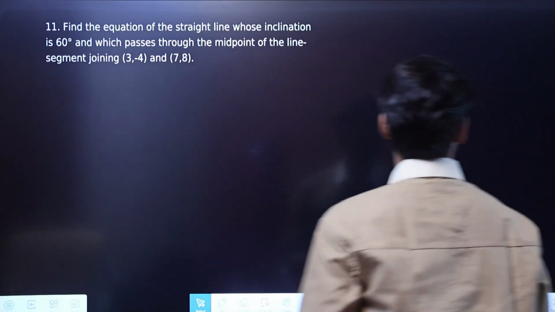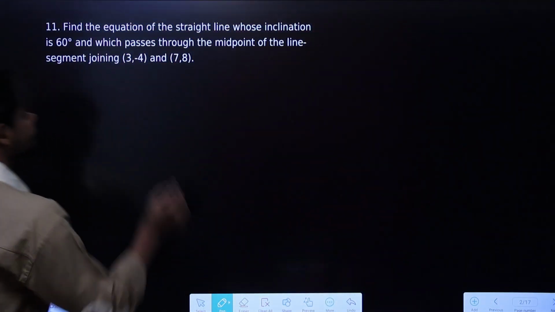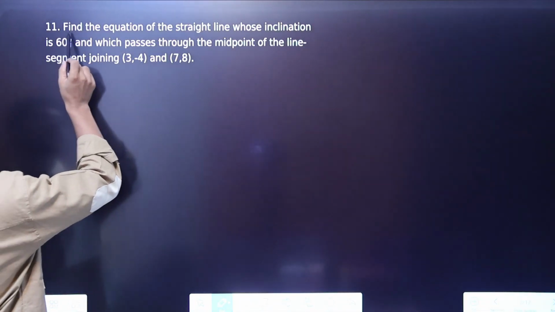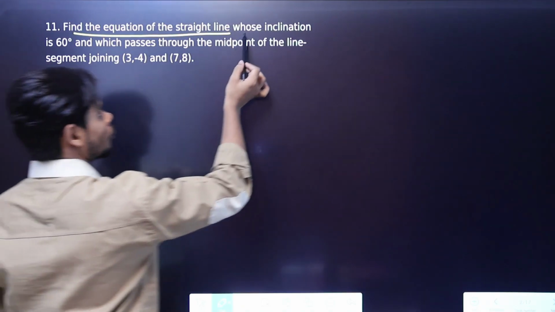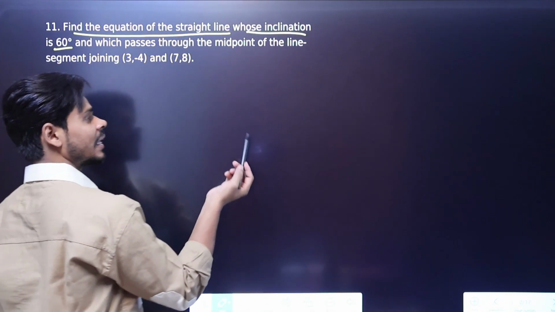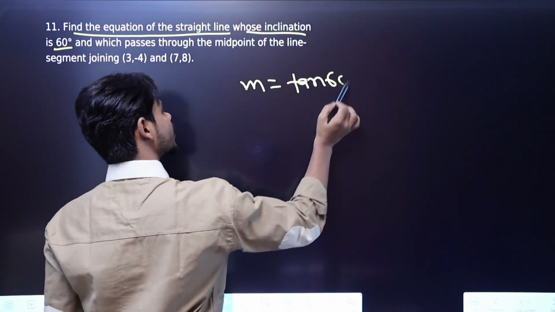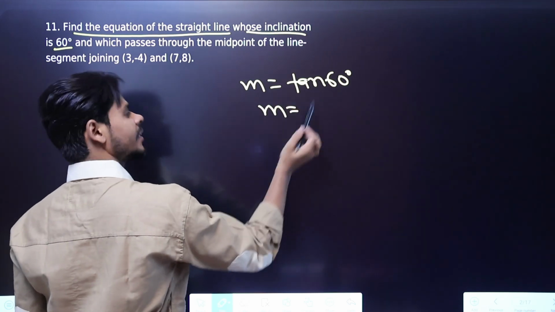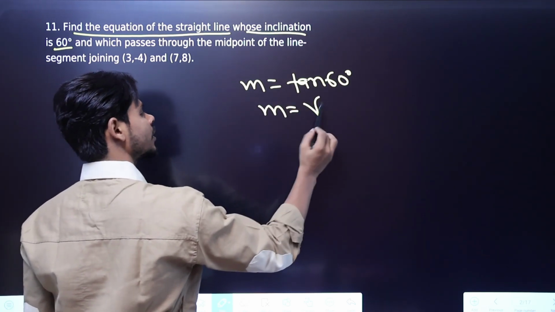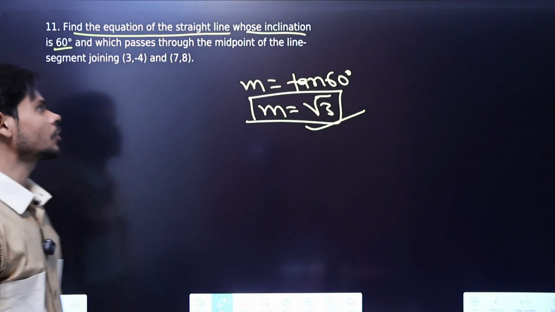And for today's session, the first question is this one. We need to find the equation of a straight line whose inclination is 60 degrees. If it is the inclination, then that is your slope, basically tan of 60 degrees, since tan theta is the slope. So tan of 60 degrees is nothing but root 3, and this is your slope, right?